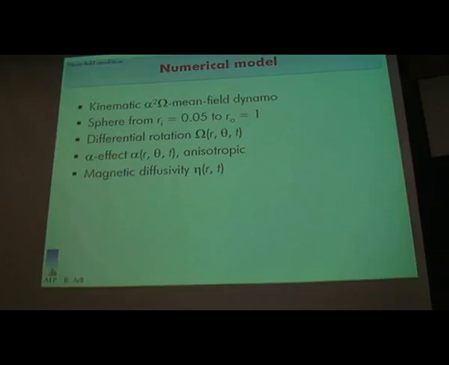I had the choice of either doing a crude approximation, like the alpha effect, or a crude resolution of a direct numerical simulation. So I chose the mean field dynamo, and I simulate a kind of full sphere. I have to cut out a small hole in the middle for technical reasons. And I add differential rotation to this. I have an alpha effect in there, which is anisotropic. I will show that later. And I have a magnetic diffusivity which varies over radius. That is to have a radiative core coming up in the middle.